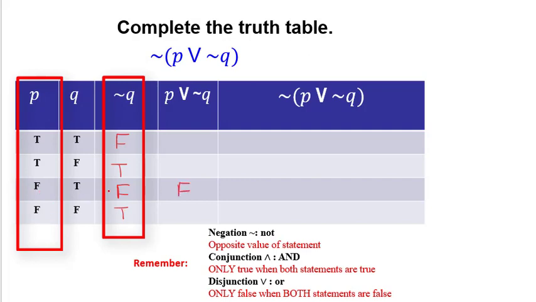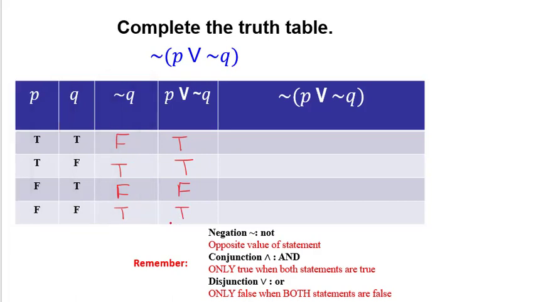It's only false when they're both false. And on the third line, the P is false, the not Q is false. So the P or not Q is false. But let's go back to the first line, true or false. That will be true. True, true is true, and false, true is still true.